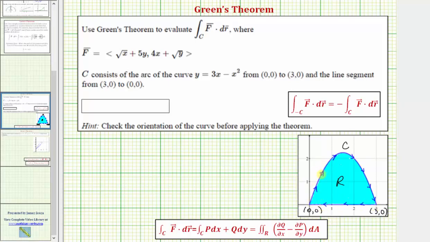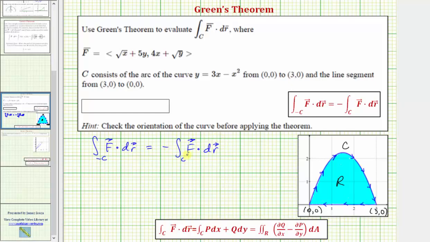Notice how in this direction the region is always on the right, not on the left, which means to apply Green's theorem we'll have to use the opposite orientation, and therefore we're going to have the line integral along the opposite of curve C of F dot dr. Now applying a property of integrals shown here, the line integral along the opposite of curve C of F dot dr equals the opposite of the line integral along the curve C of F dot dr. So this is equal to the opposite of the integral along the curve C of F dot dr.